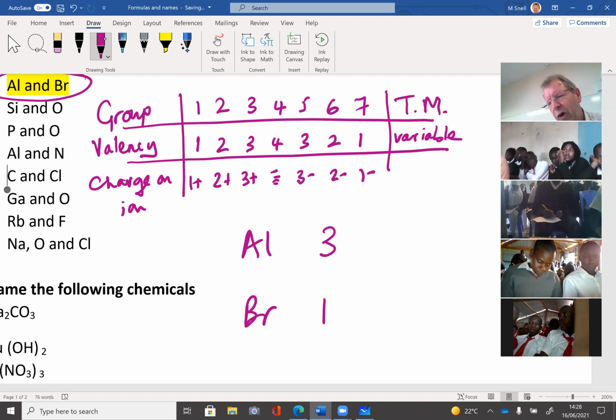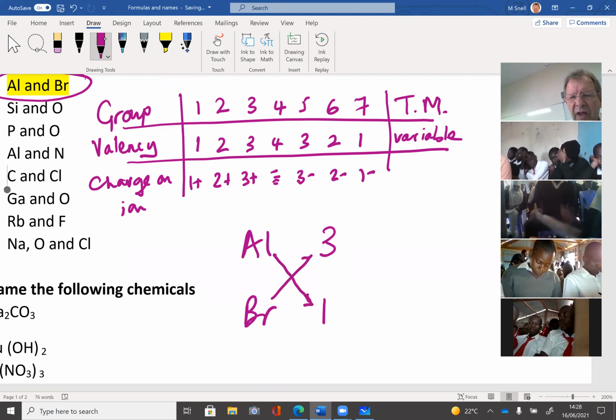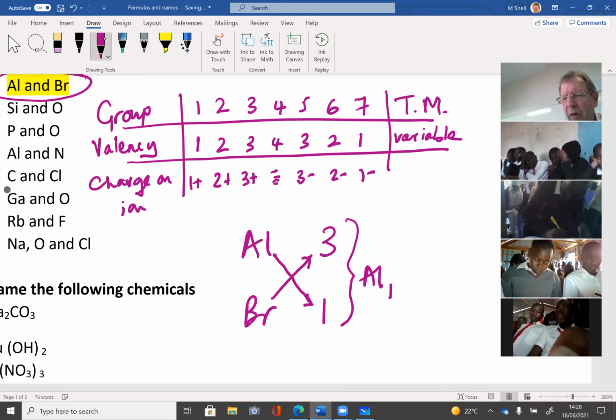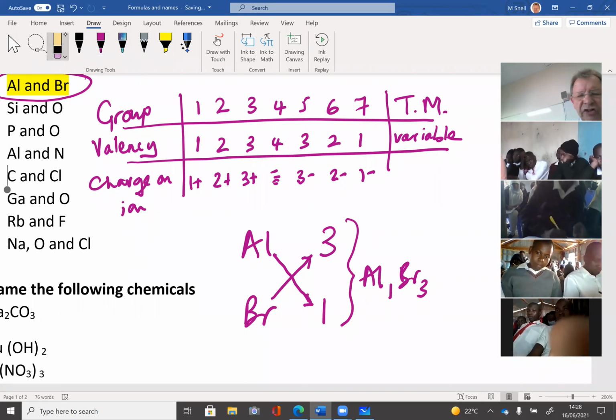Then I do what I call, to my students, I call it simply the cross trick. It's really simple. I just draw a line from this one to that number, from this one to that number, and then I know it is Al 1. I don't really need that one, but there's nothing wrong if I write that. And then Br, and I write 3. Easy. Then I can get rid of any 1s. So if I just get rid of that 1 there, this is aluminium bromide here.